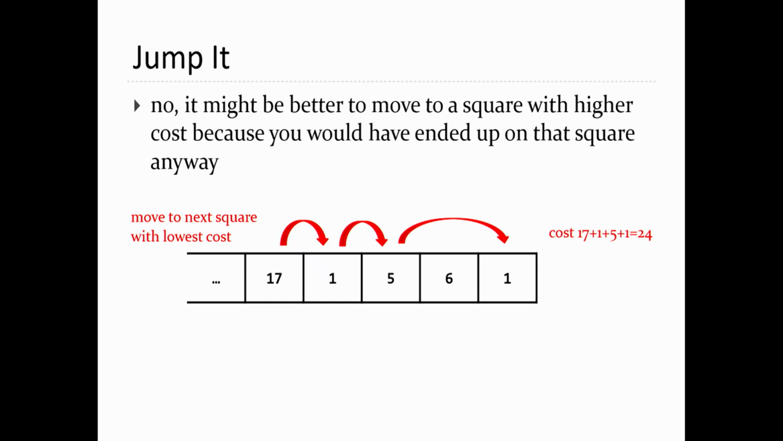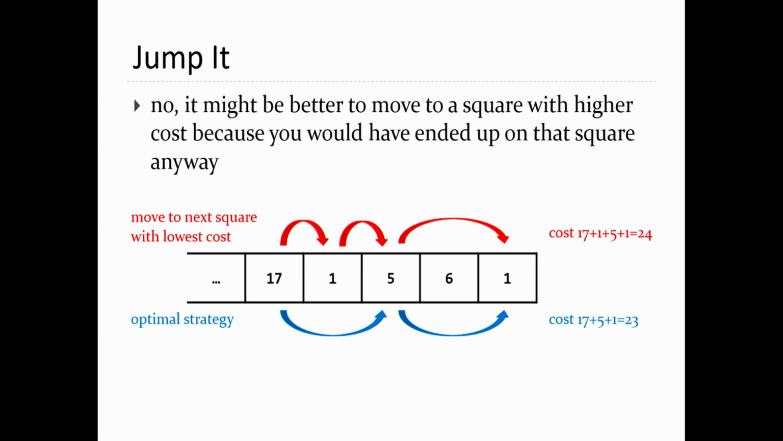But in fact, it's not the lowest cost solution. The optimal strategy is, in fact, to jump over the 1. So in fact, it's to take the higher cost step. Because in jumping over that 1, I end up at the 5, which I need to be at anyway. So it's not just possible, it's often the case where taking the lowest cost step next does not lead to the optimal solution.